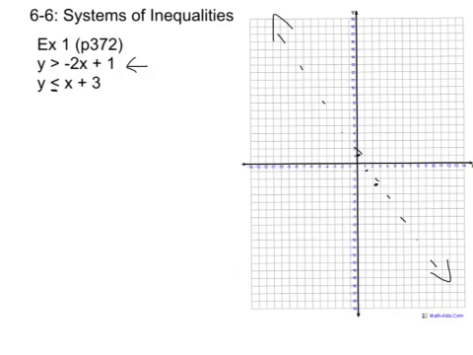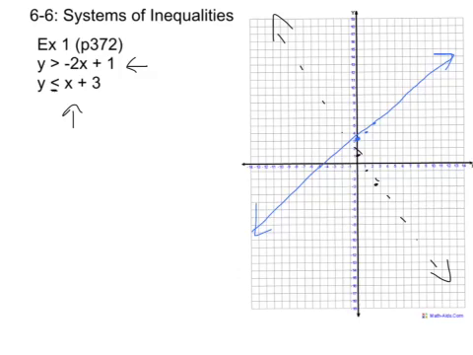Y is greater than negative 2x plus 1. And the next line, y is less than or equal to x plus 3. So I know I'm going to put this in a different color. I'll pick blue, and I know that my y-intercept is at 0, 3. And then I go up 1, right 1, up 1, right 1. And this one is going to be a solid line. Why is it a solid line? That's right, because it's less than or equal to.